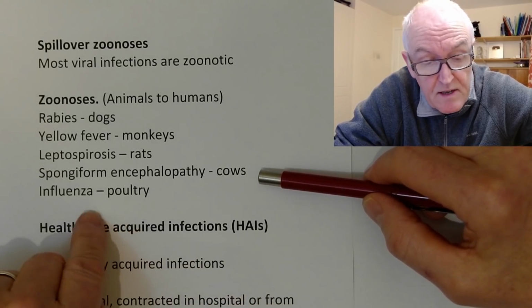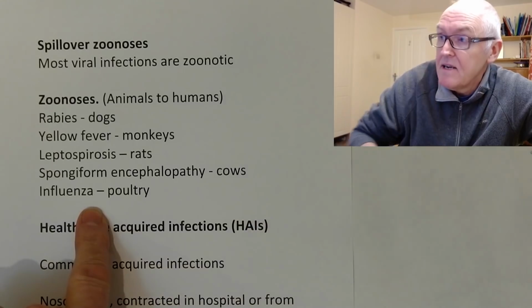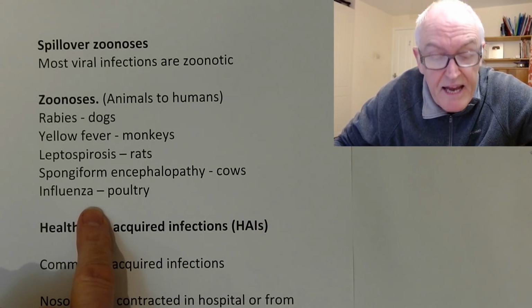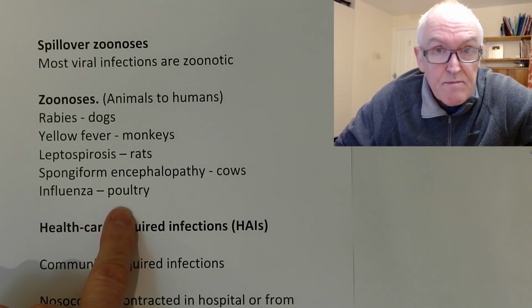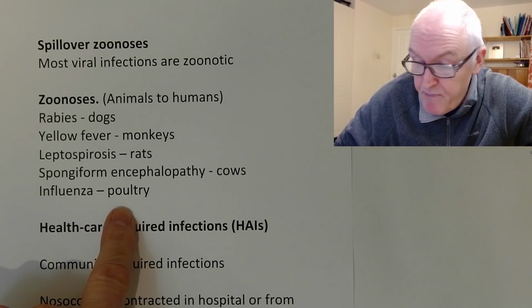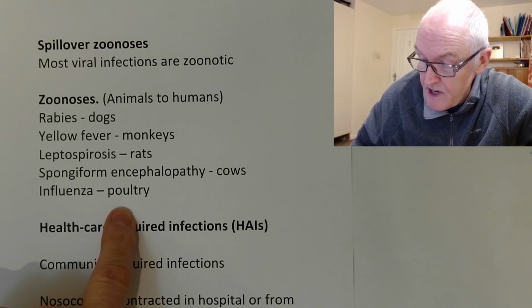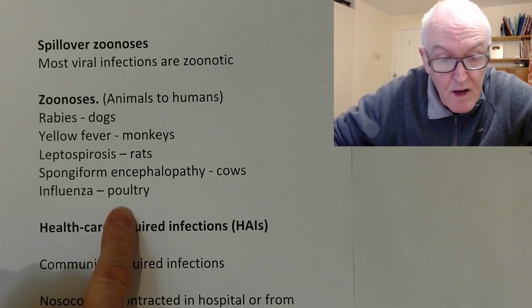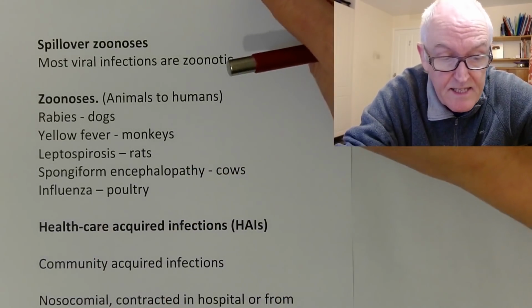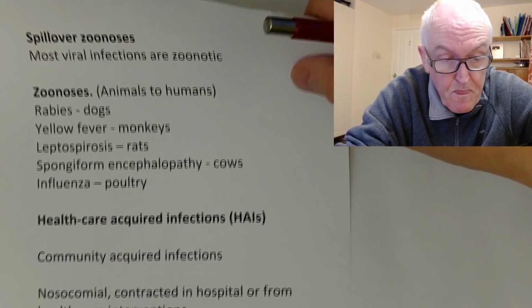And influenza type A comes from poultry. Influenza can be A or B. The As often come from animals. That's the most common source of seasonal flu. And the influenza B is normally from a human reservoir, but the A is more common. Both are RNA viruses, ribonucleic acid viruses.